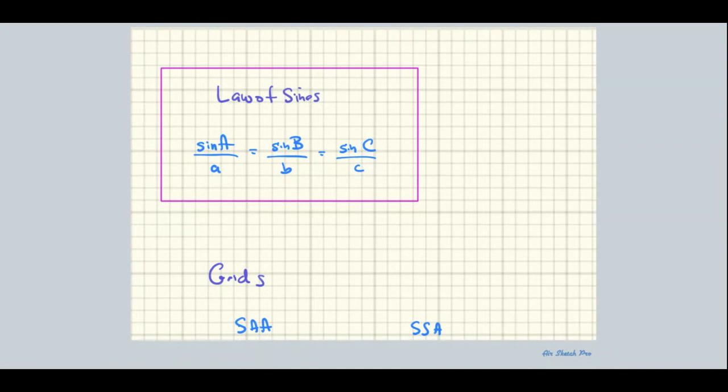And this is the way it gets written, but it's not the way it gets used. What gets used is you identify altitudes: a sine B with b sine A, b sine C with c sine B, a sine C with c sine A.